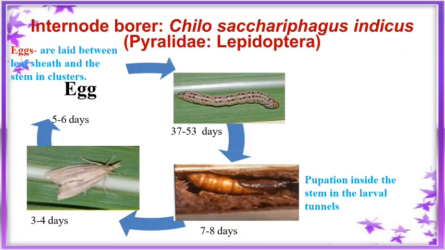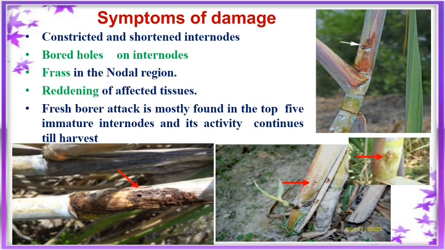If you see the life cycle, the egg laying of the internode borer takes place in a cluster in between the leaf sheath and the stem. Pupation also takes place inside the larval tunnel, inside the stem or shoot. And the name itself indicates internode borer.